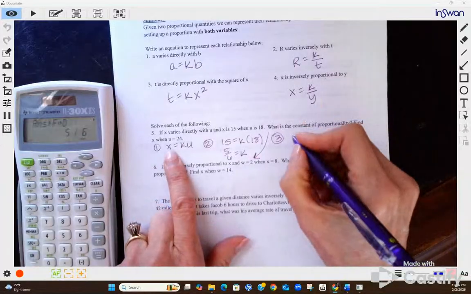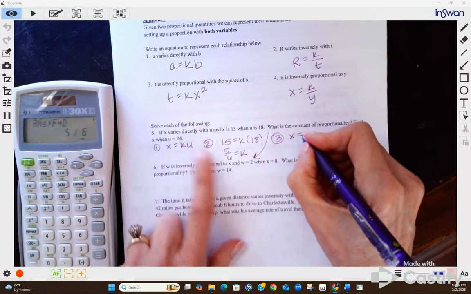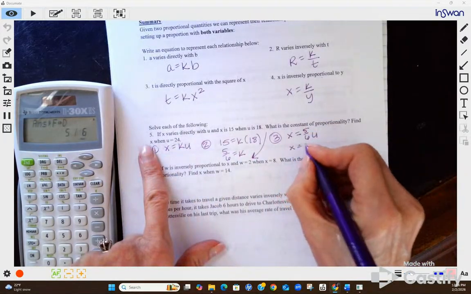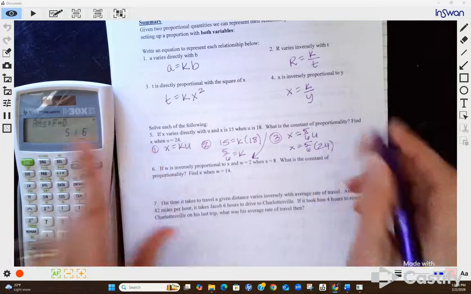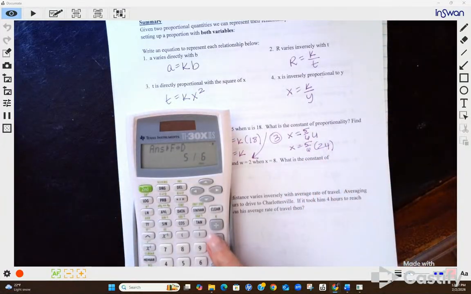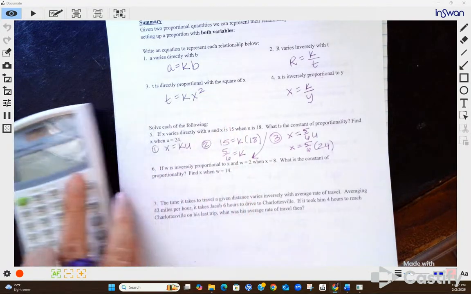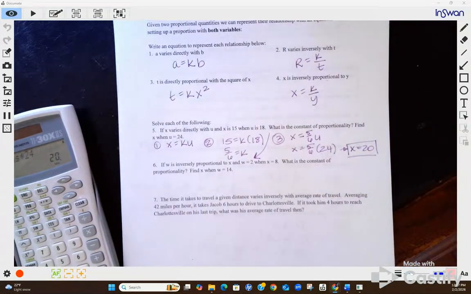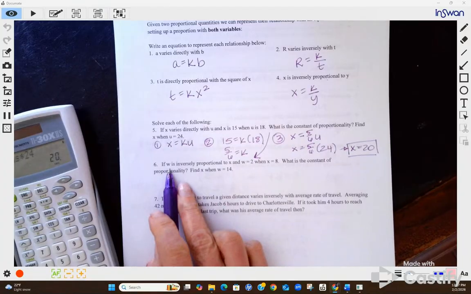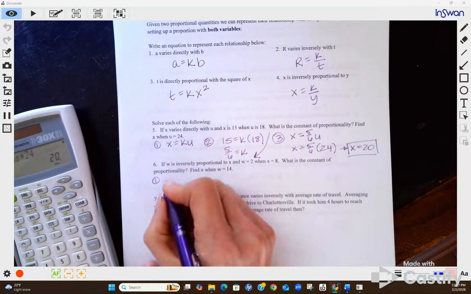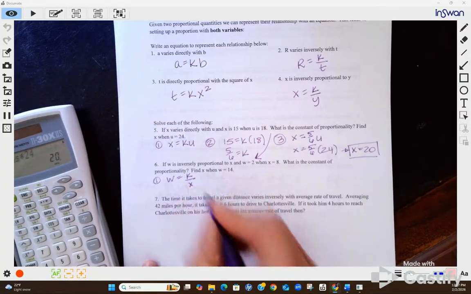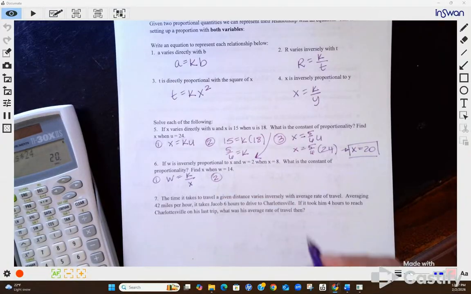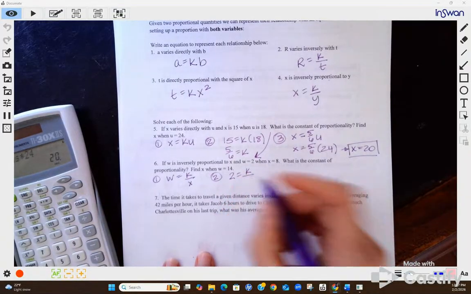So now this equation that I originally set up, I don't have to use K anymore because I have a number for it. So then that allows me to find X when U is 24. And so I can just multiply this times 24, and my answer is 20. All right, W is inversely proportional to X. So W is inversely proportional to X is how you would set it up. Then they're going to give you values for W and X to find K. W is 2 when X is 8.